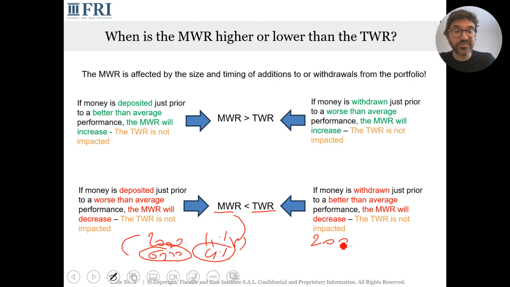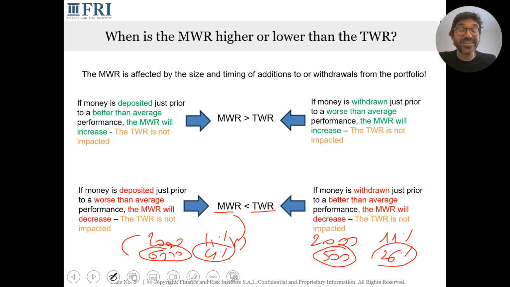So take the opposite example where you had $2,000 invested and you earned 11%. For some reason, you had a bad feeling about the market, so you decided to withdraw part of your money, or most of your money. You only kept $500, only to see that the return was 26% on those $500. You probably regret this decision because much less money was in the account when the higher performance was actually achieved. That's a bad decision, one that will be captured and sanctioned by the MWR.